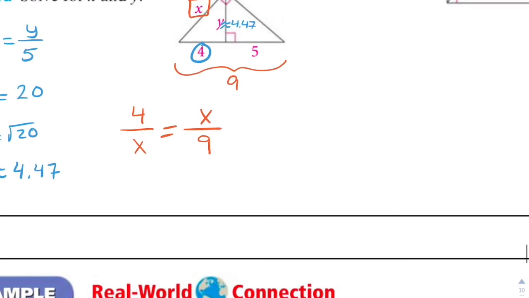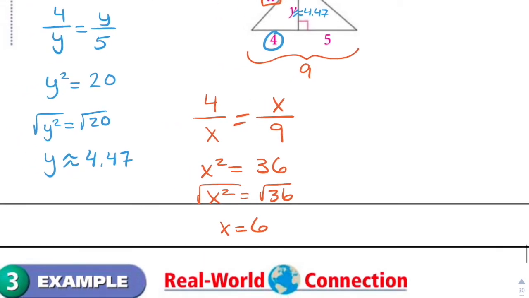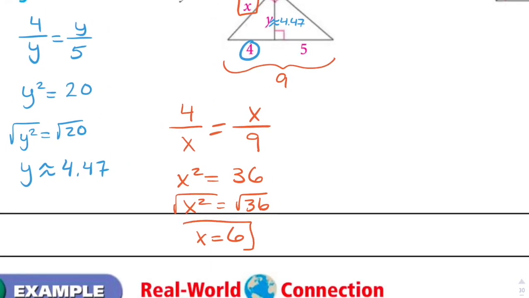So I'm going to get x squared equals 36. So the square root of x squared equals the square root of 36, so x equals 6. So we have a value of 6 that x would have to be.